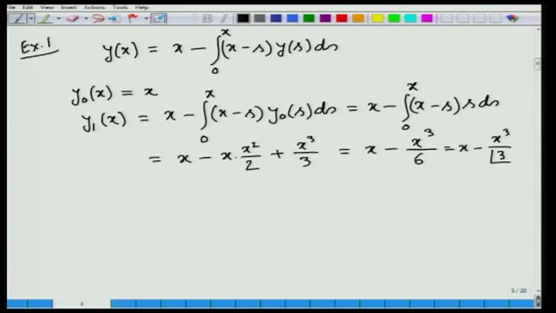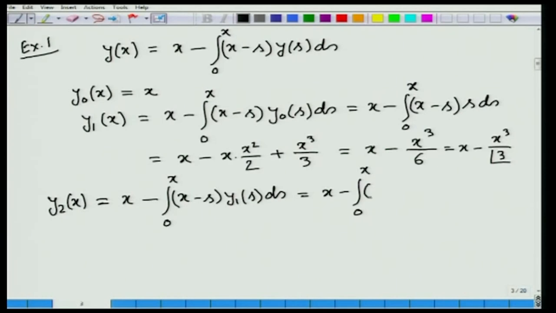In the next step, we will be able to verify whether our assumption that the denominator of x cube will be factorial 3 or not, that can be easily verified once we calculate y_2(x). So, y_2(x) is equal to, according to the formula, x minus the integral from 0 to x of (x minus s) y_1(s) ds, and this is equal to x minus the integral from 0 to x of (x minus s) multiplied with (s minus s cube by factorial 3) ds. So, first of all, this part we have to integrate with respect to s, and then we have to substitute the lower limits and upper limits. In both the integrals, the lower limit will contribute only 0.